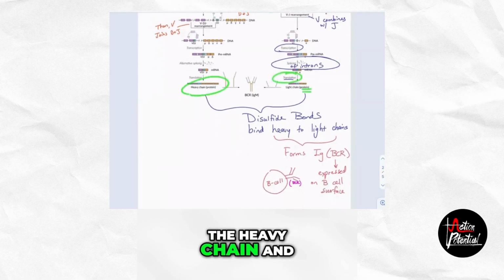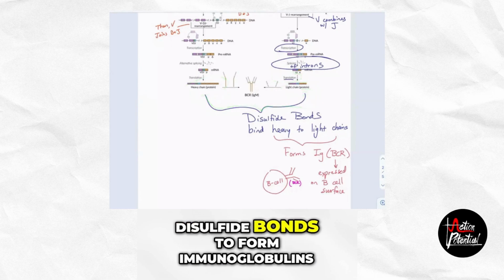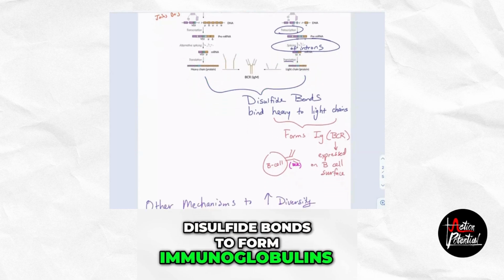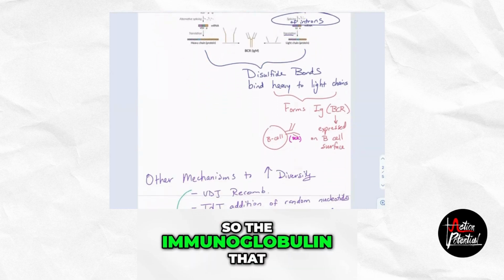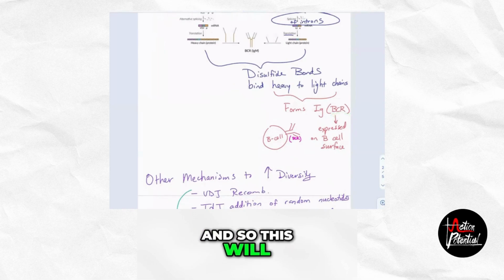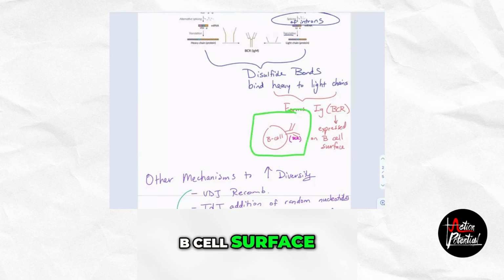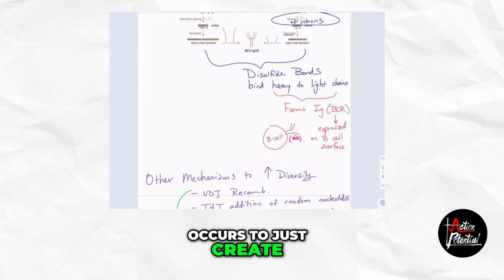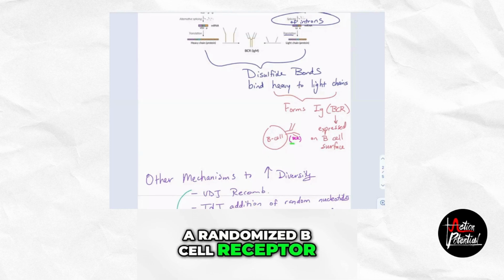The heavy chain and the light chain, these will combine with disulfide bonds to form immunoglobulins. And so the immunoglobulin that you have is this B cell receptor, the BCR. And so this will be expressed on the B cell surface, as you can see in this picture. So all of this occurs to just create a randomized B cell receptor.